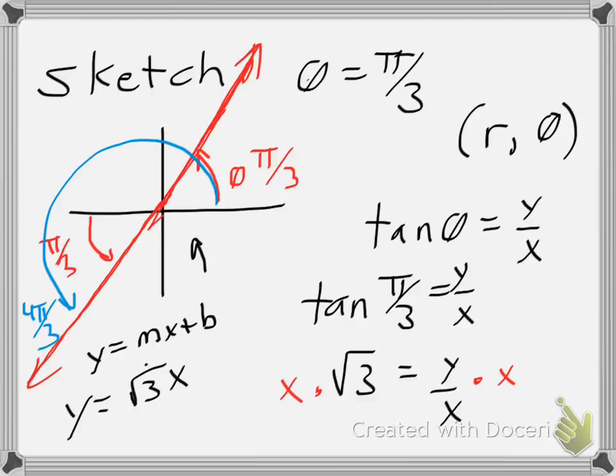So again, if I'm given a graph of theta equals some angle measure, it's the line that goes through that angle measure throughout the whole graph, representing every possible point, every possible distance of r from that theta.